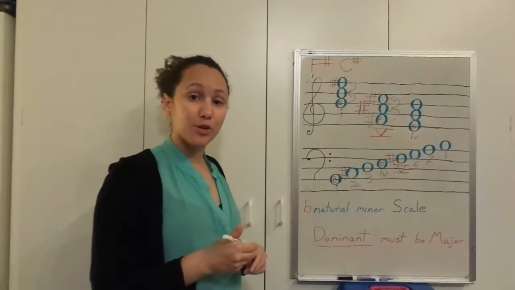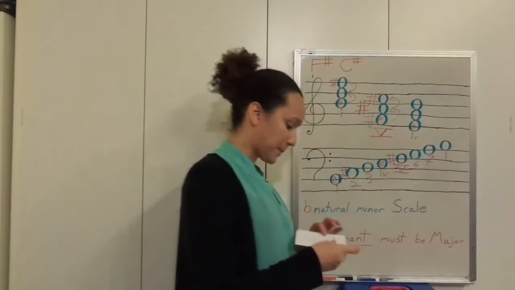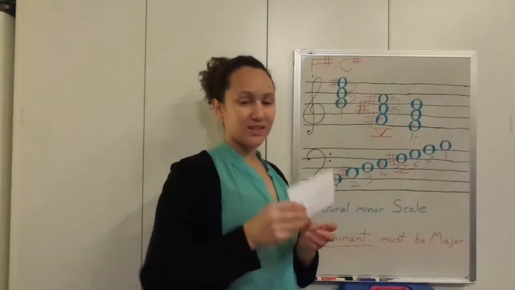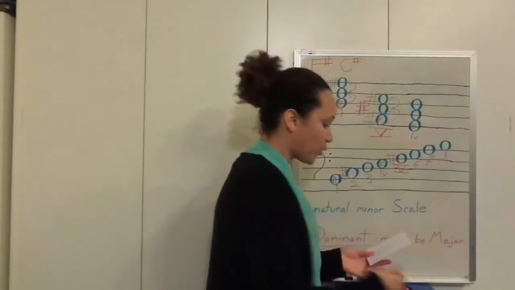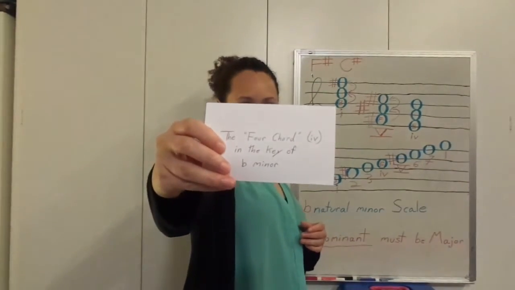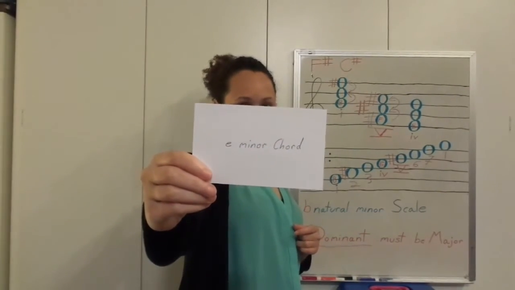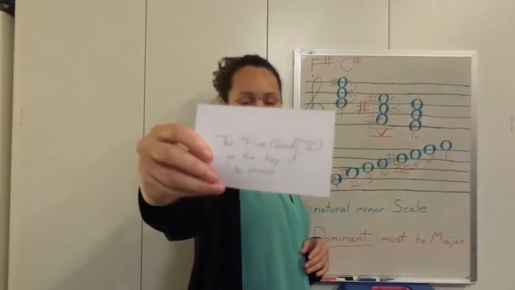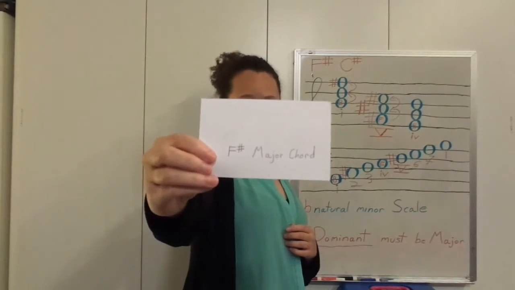Go ahead and take out your flashcards. We're going to make 3 more. A 1 chord in B minor. It, of course, is B minor. A 4 chord in B minor. It is E minor. And the 5 chord in B minor, and it is F sharp major.